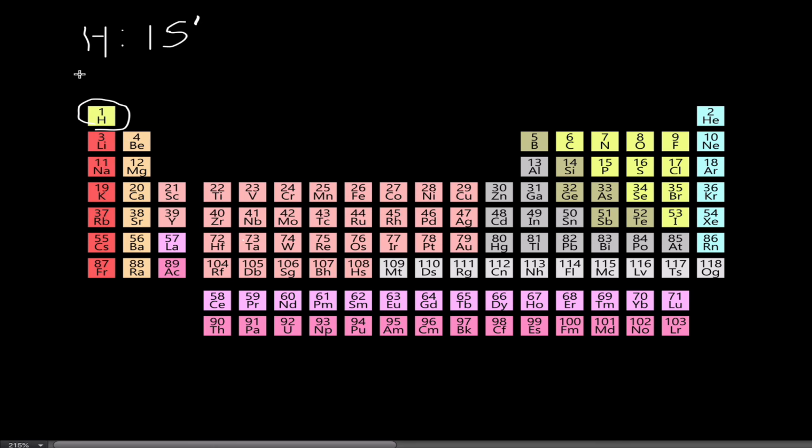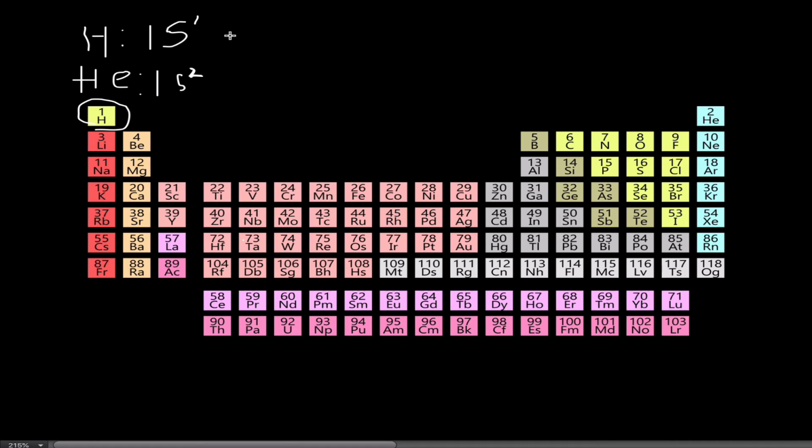Now, helium, the next one. Hydrogen was 1s1, so helium is still going to be in the 1s orbital, but helium has 2 electrons, so 1s2. Okay? Sorry about my s.